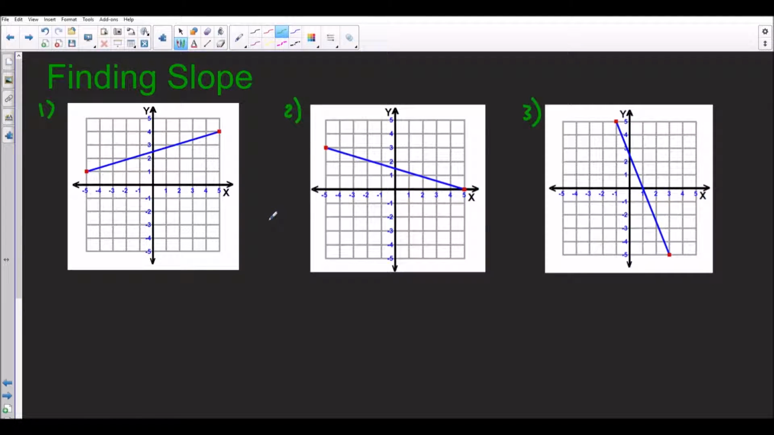So let's find the slope of each of these lines. The slope is just equal to the rise over the run, which is just how far it goes up divided by how far it goes over. So this is how I do it.